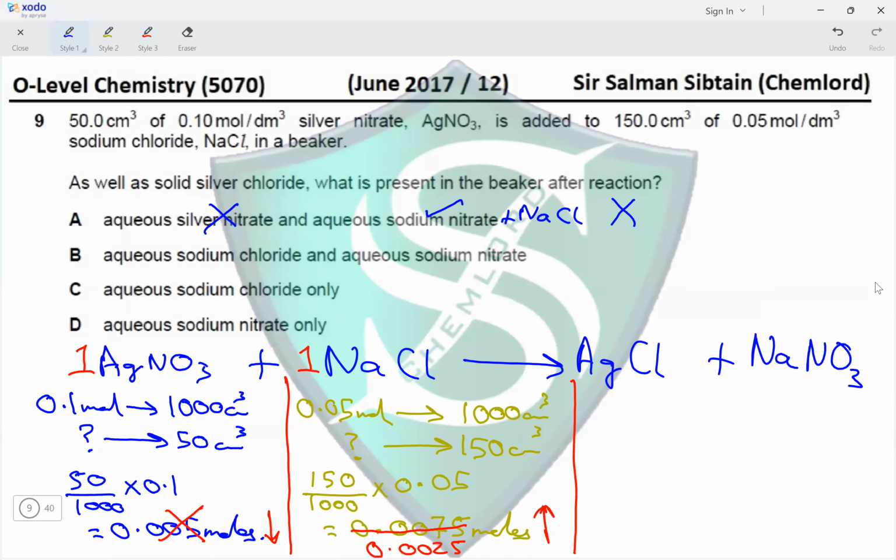B, aqueous sodium chloride would be present. Yes. And aqueous sodium nitrate. Yes. Along with AgCl. And they have mentioned AgCl in the question itself. So this option is correct. C, aqueous sodium chloride only. No, we would have NaNO3 also present in solution. And for D, aqueous sodium nitrate only. Sodium nitrate would be there along with NaCl and of course AgCl in both the cases, C and D. So the correct option for this question is option B.